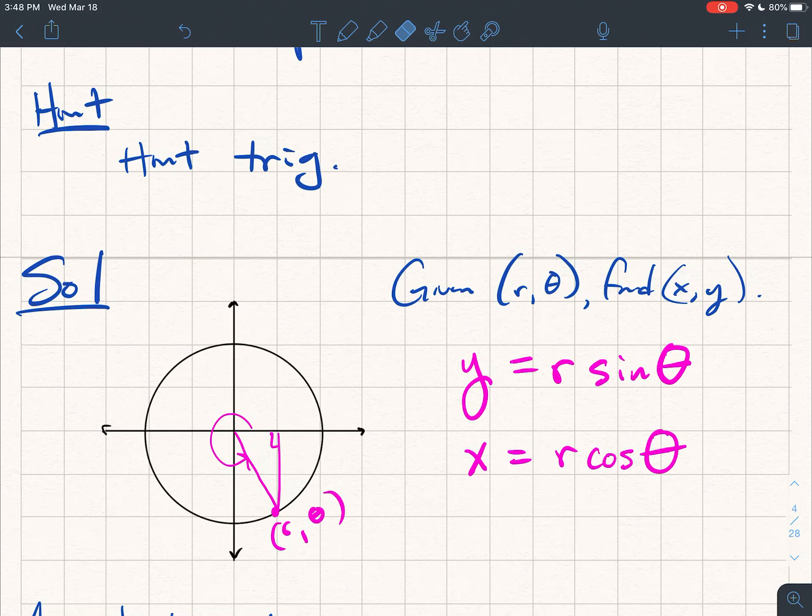that sine theta is equal to y over r and cos theta is equal to x over r. Multiply both sides of both equations by r, and we get y equal to r sine theta, and x is equal to r cos theta. So, in general, if you're given r and theta, that's how you use those two formulas to find the x and y coordinates.